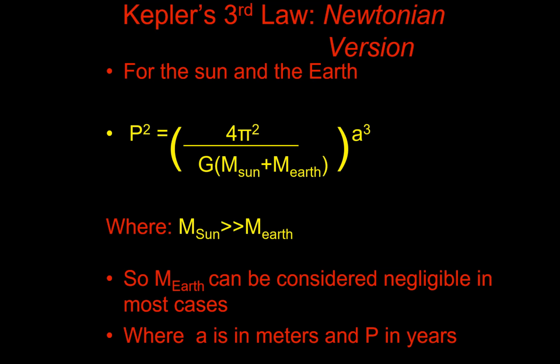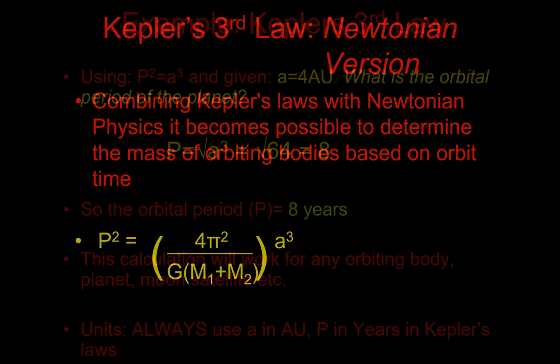So the mass of the Earth can be considered negligible in most cases when we're dealing with another star. In this particular case, in this version, if you use this version, make sure your masses are in kilograms. That means a here has to be done in meters, and p here has to be done in seconds. If you are using the Newtonian version of Kepler's third law, you need to use meters and seconds. I apologize, that should be meters and seconds. This is in years.